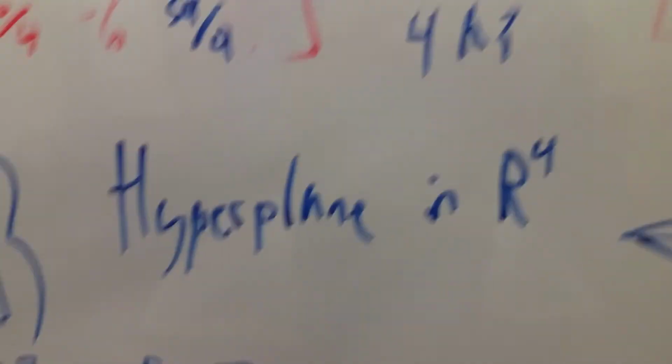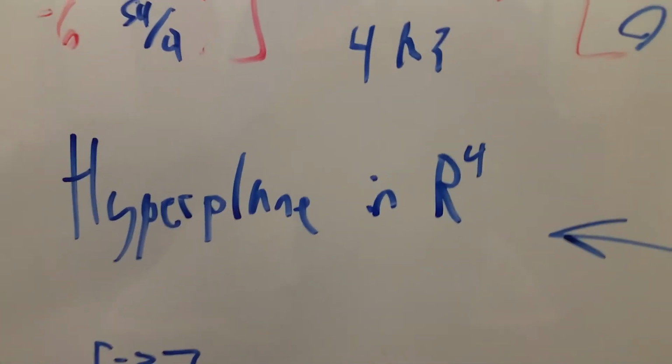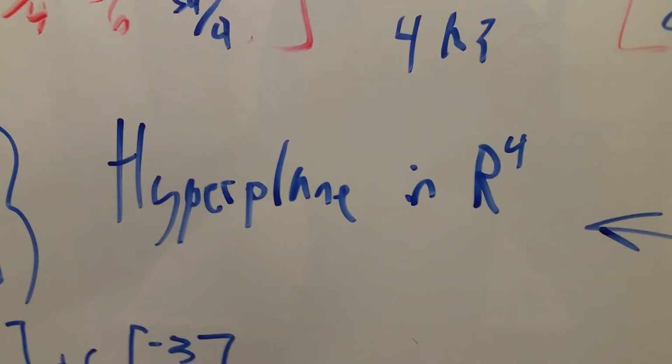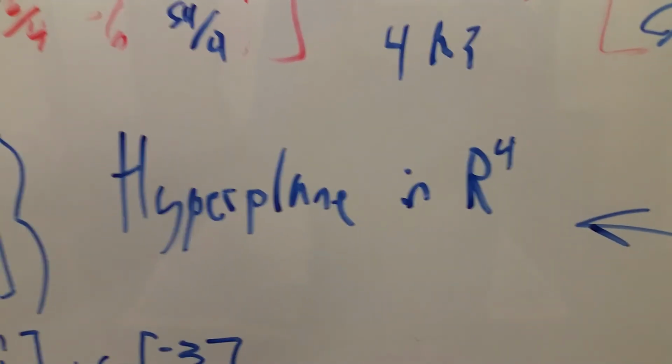To describe it geometrically, we know that the basis happens to have 3 vectors, and we are currently in R4, which makes this a hyperplane inside of R4. So that is the geometric description of the transformation's range.